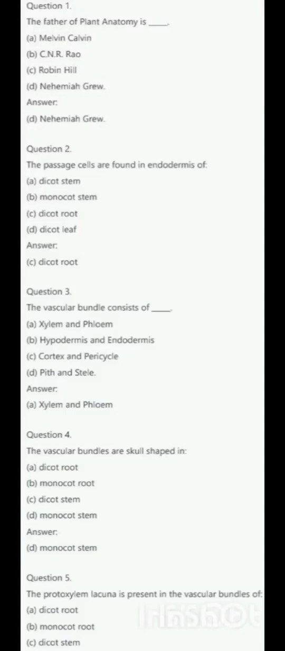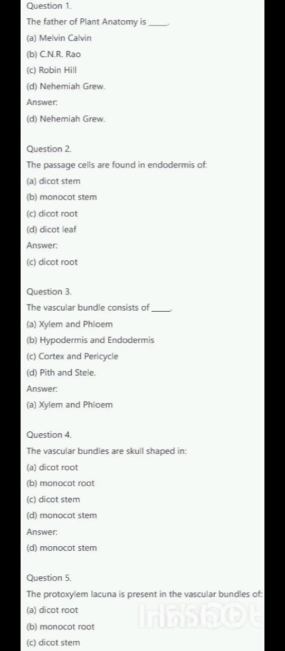Question 1. The father of plant anatomy is A. Melvin Calvin, B. C.N.R. Rao, C. Robin Hill, D. Nehemiah Grew. Answer: D. Nehemiah Grew.